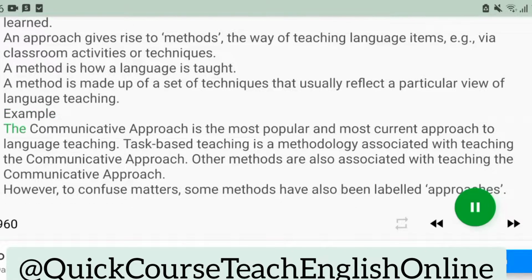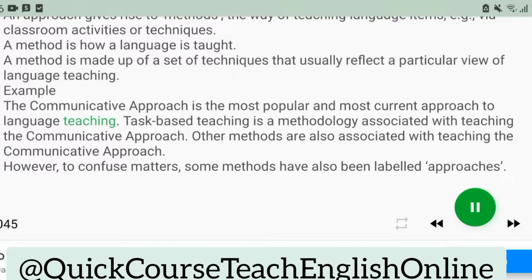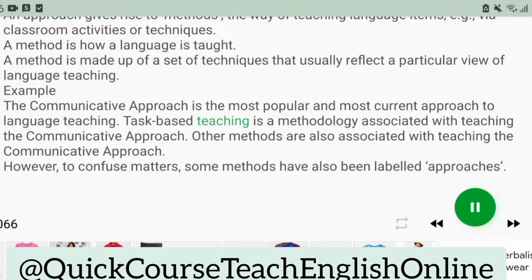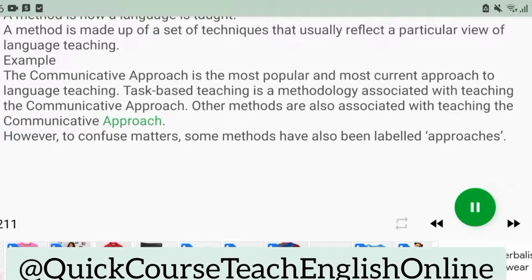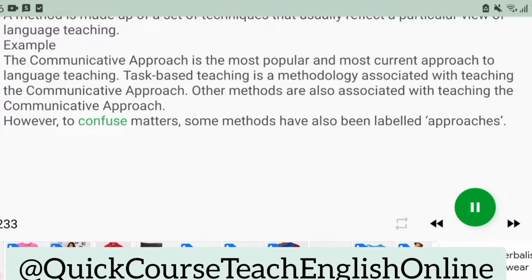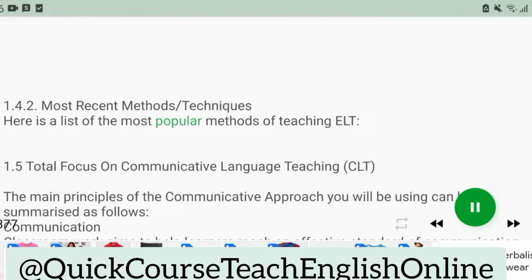Example. The communicative approach is the most popular and most current approach to language teaching. Task-based teaching is a methodology associated with teaching the communicative approach. Other methods are also associated with teaching the communicative approach. However, to confuse matters, some methods have also been labeled approaches. 1.4.2. Most recent methods techniques. Here is a list of the most popular methods of teaching ELT.